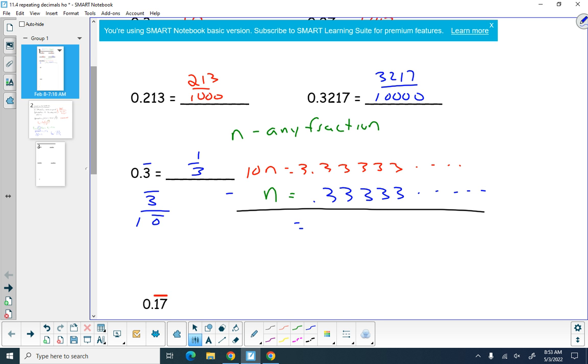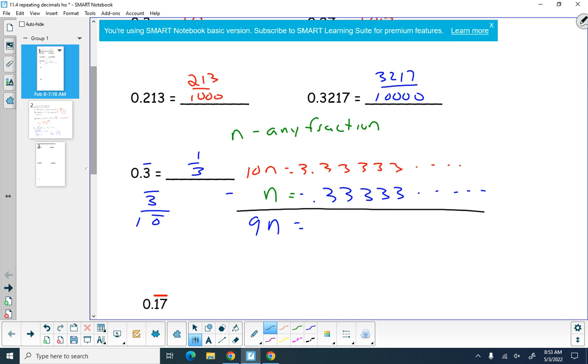On the left-hand side, I have 10n minus n, which gives us what, Todd? 10n minus n, what do we get? 9n. Okay, something we've been able to do in algebra. The cool thing is when I subtract over here, what happens to all the 0.33333s and so on? They go adios.